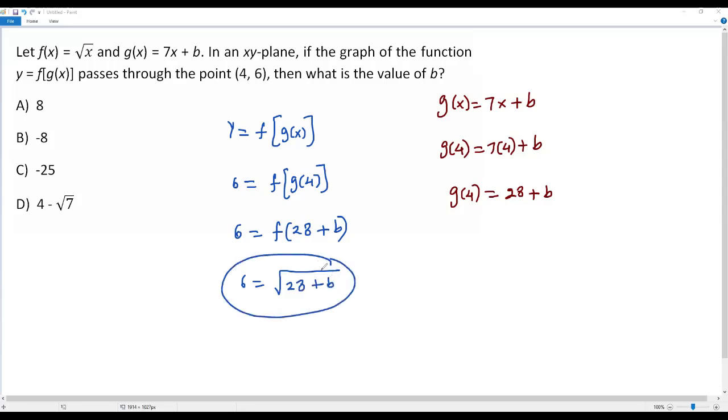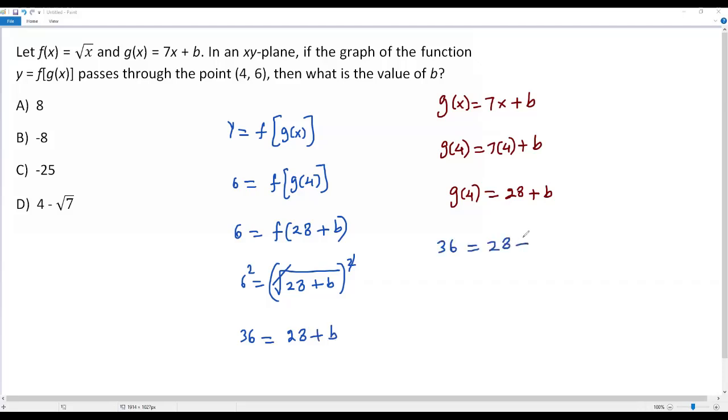Now in this equation we have to solve for b. To get rid of the square root, we have to square both sides. When I square both sides, we get 6 squared on the left side. The value of 6 squared is 36. On the right side, the square root and the square cancel out, and I get 28 + b. So the equation is 36 = 28 + b.